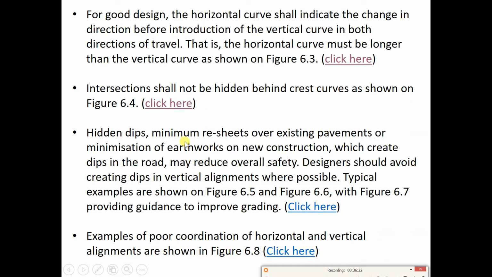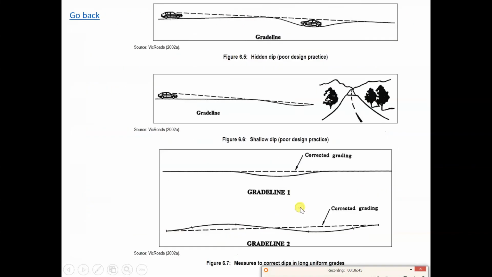Hidden dips: minimum reshaping over existing pavement, or minimization of earthwork on new construction, which create dips in the road, may reduce overall safety. Designers should avoid creating dips in vertical alignment where possible. Typical example showing all these things. Okay, perfect. So these are the dips.